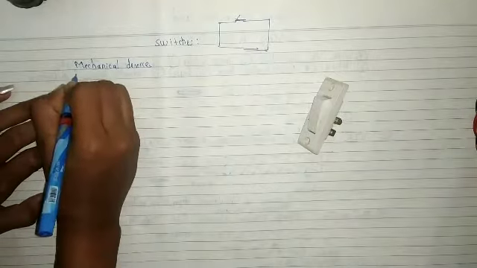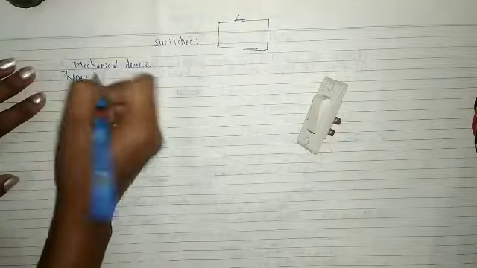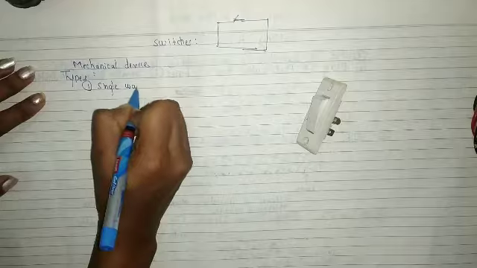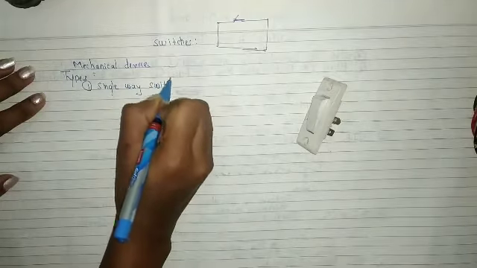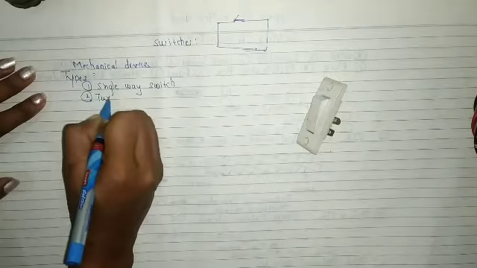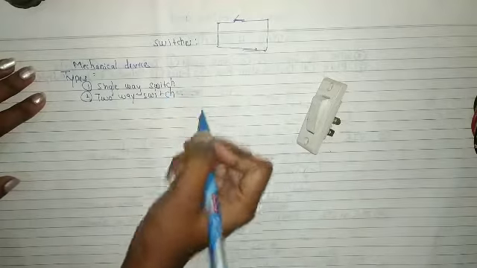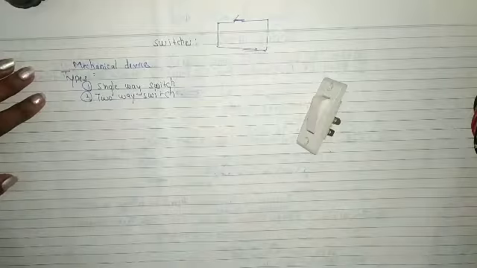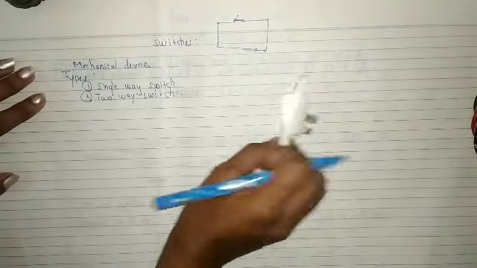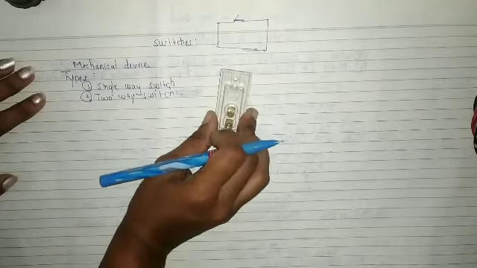Now the types of switches. The first one is the single way switch, and the second one is the two-way switch. Starting with the single way switch: the switch is provided with a single pole. So this switch is a single way switch, provided with a single pole.